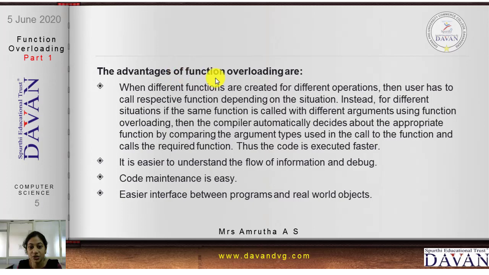The main advantages of function overloading are: when different functions are created for different operations, then the user has to call the respective function depending on the situation. Instead, if the same function is called with different arguments using function overloading, then the compiler automatically decides the appropriate function by comparing the argument types used in the call to the function and calls the required function. Thus, the code is executed faster.